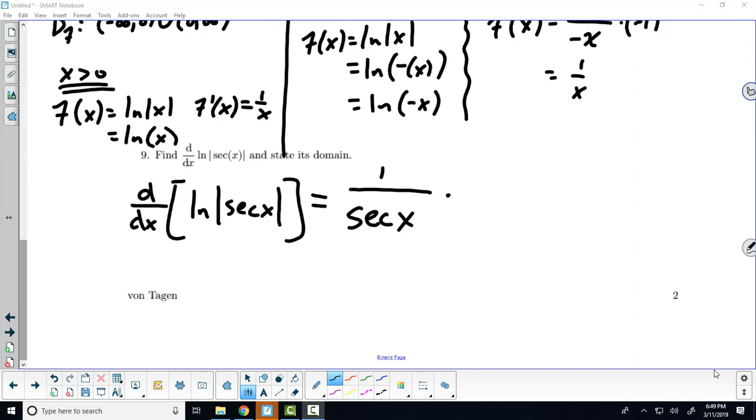What is the derivative of secant x? Secant x tan x. What do we end up with? Tangent x. Tangent x. Okay. Again, that's a nice one to keep in the back burner for Calc 2.